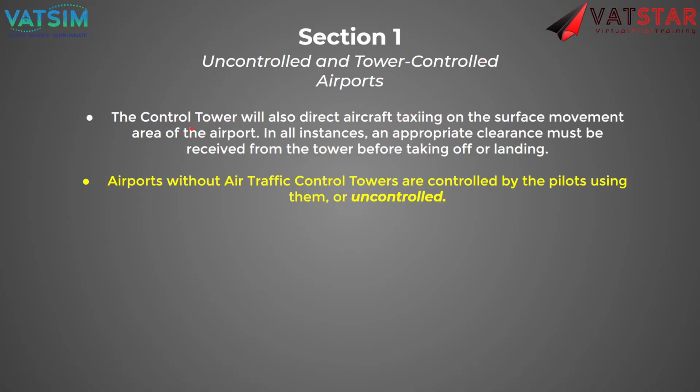So, control tower will also direct aircraft taxiing on the surface. So if you're going to a runway, they'll say, "Hey, taxi to runway 33 via Alpha, Sierra, and then Bravo, or Bravo, Bravo 2, Bravo 3, whatever taxiway they'd like you to go there." Airports without air traffic control towers are controlled by the pilots using them, or the term uncontrolled.